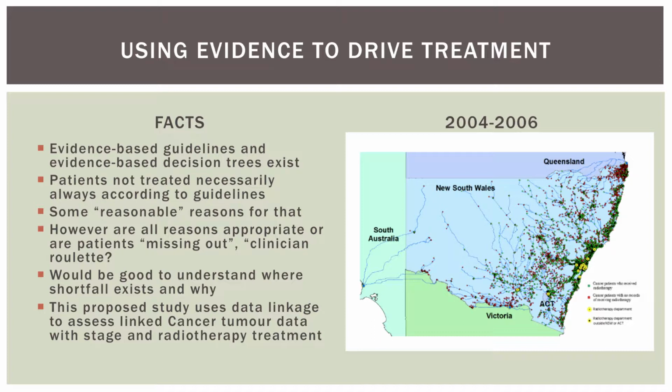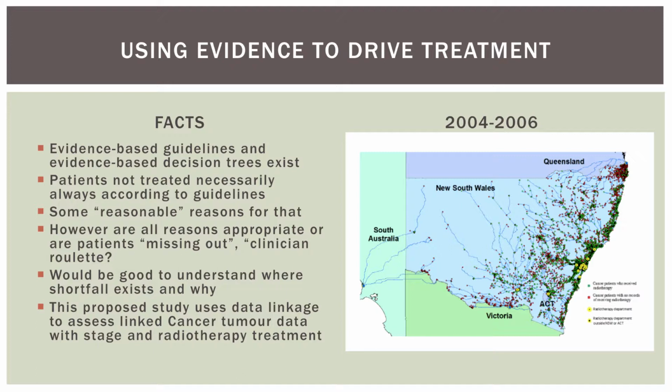Our research group has a significant interest in using evidence to drive treatment and treatment change. Over the past 15 years, we've built optimal treatment pathways based on evidence-based treatment guidelines. Evidence-based guidelines and decision trees are able to provide information so as to calculate the appropriate proportion of patients of a particular tumour type that might receive a particular treatment.